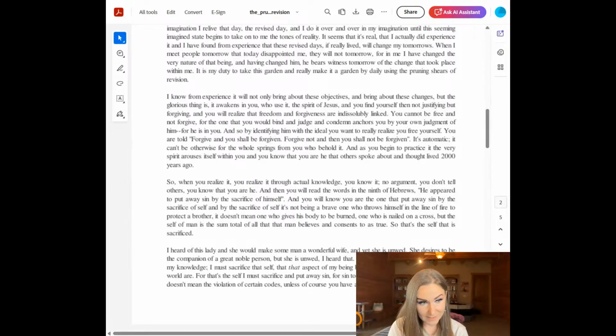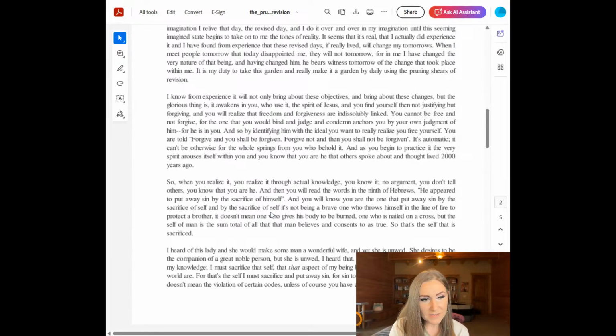So when you realize it through actual knowledge, you know it. No argument. You don't tell others. You know that you are he. And then you will read the words in the 9th of Hebrews: He appeared to put away sin by the sacrifice of himself. And you will know you are the one that put away sin by the sacrifice of self.